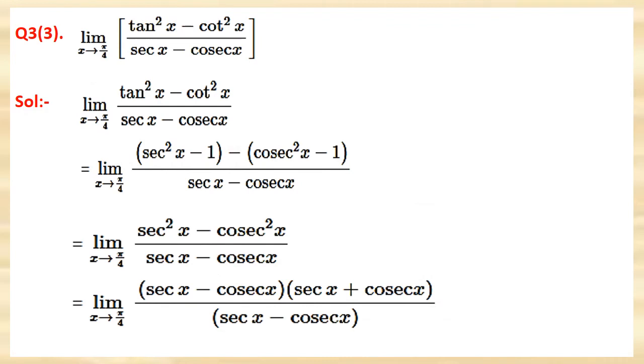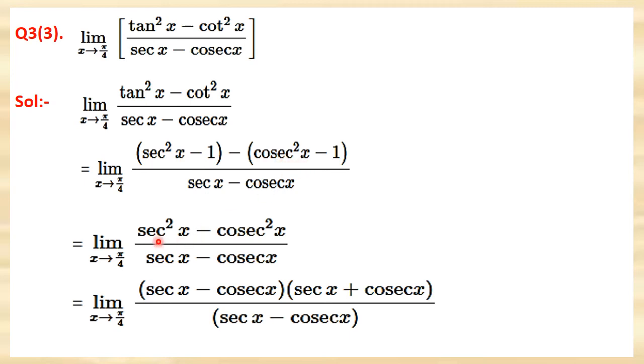Question number 3, third one. Limit x tends to pi upon 4, tan square x minus cot square x upon sec x minus cosec x. Here tan square x can be written as sec square x minus 1, we have learned in trigonometry 1, minus cot square x is written as cosec square x minus 1, that is identities. Then sec x minus cosec x as it is. Now sec square x minus 1 and minus of minus 1 plus 1 is cancelled. So sec square x minus cosec square x.